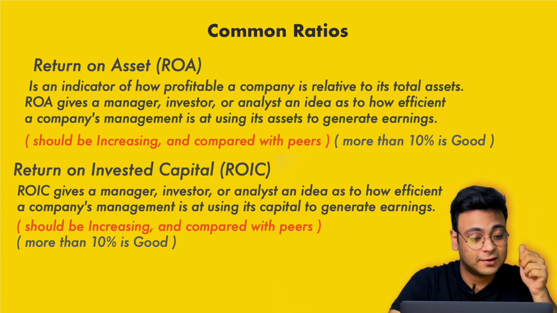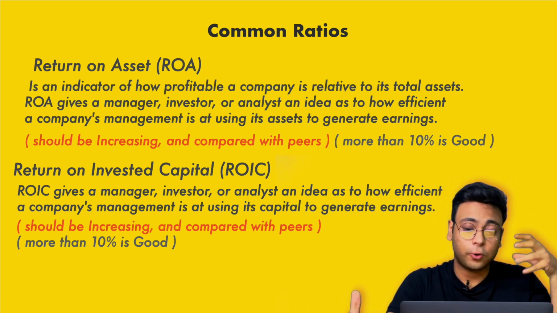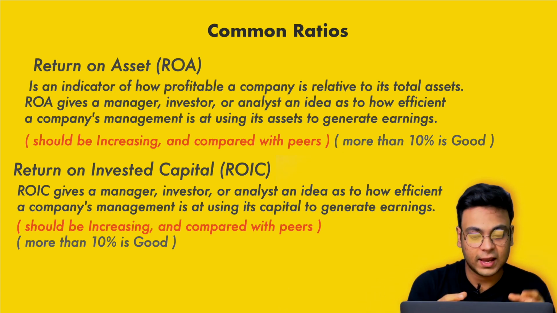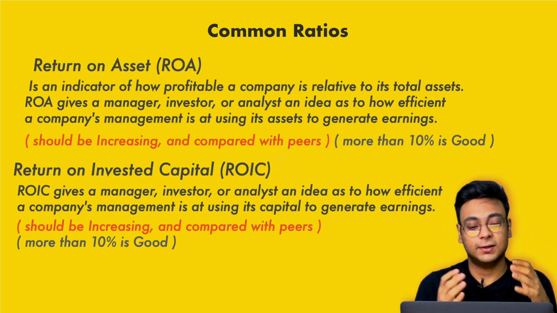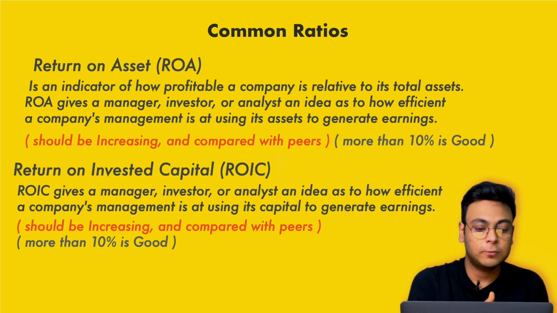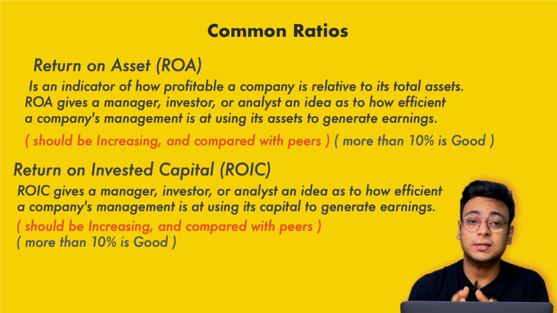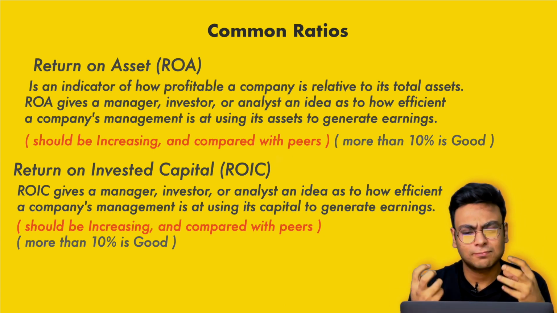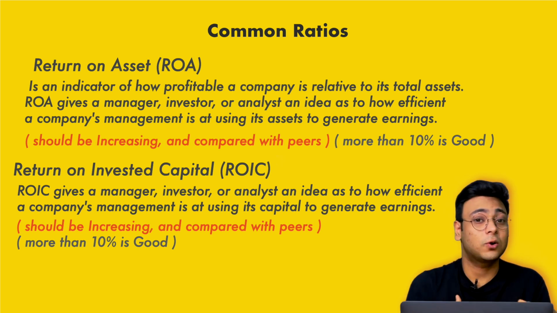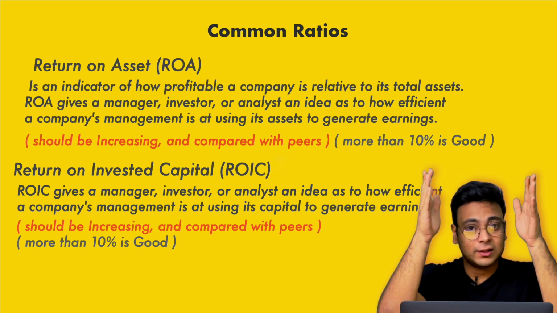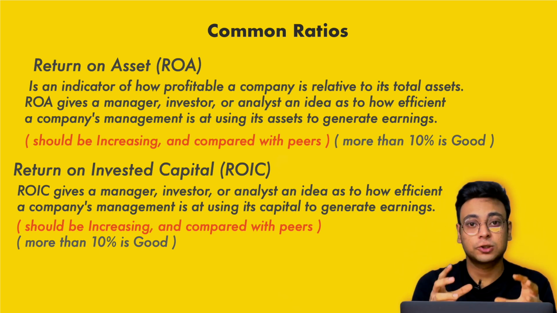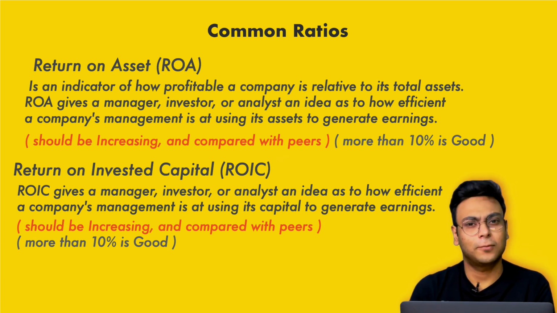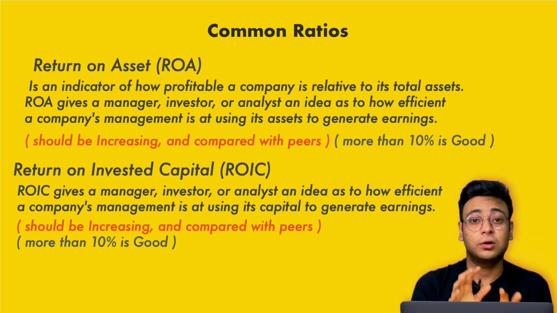The second common ratio is return on invested capital. Now this is also very similar. This gives us the idea of how efficient the management is in using its capital to generate earnings. Again, it should be increasing and should be compared with its peers. More than 10% is good for investing in the company. These ratios might seem irrelevant to you because you cannot relate to them too much, but trust me, when you look at the ratio section and you see a score which comes out of this, you will draw a much better conclusion from them. I'll show you in a couple of minutes, but just understand what the common ratios are for the time being.